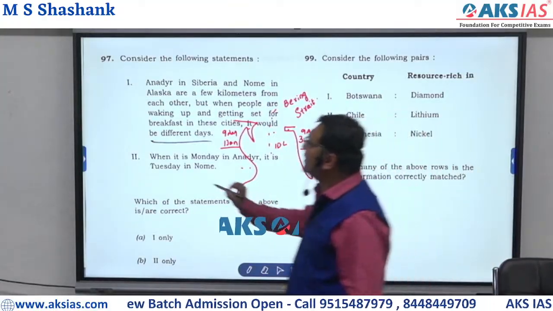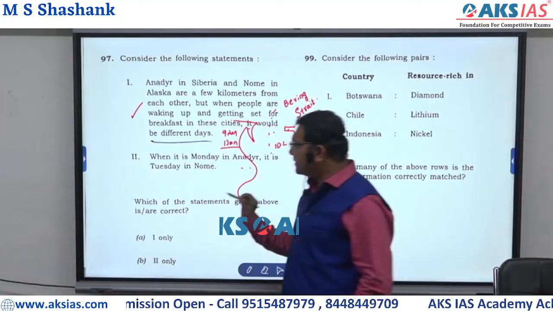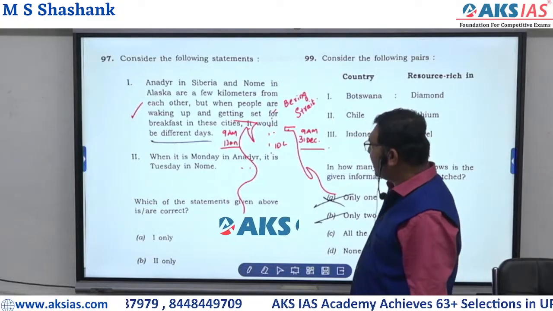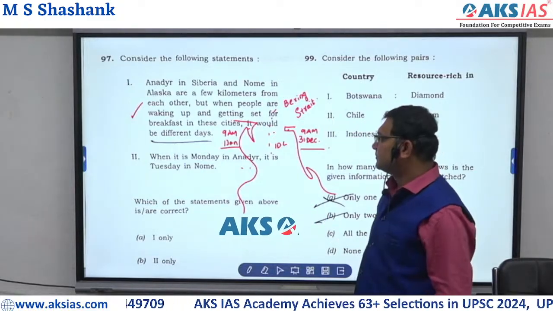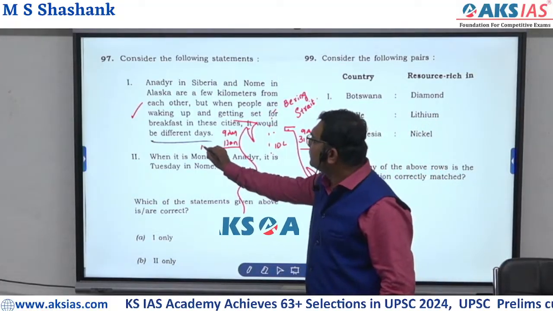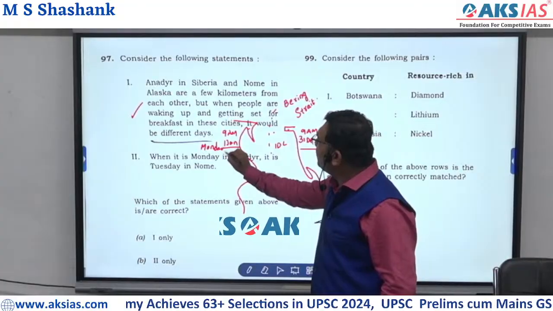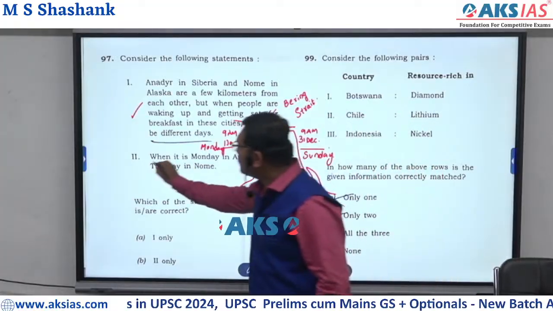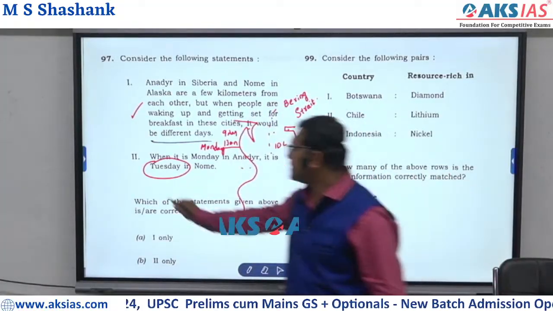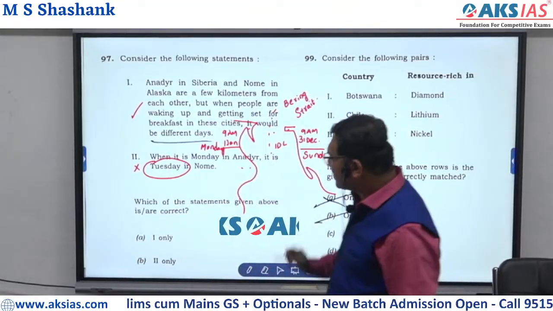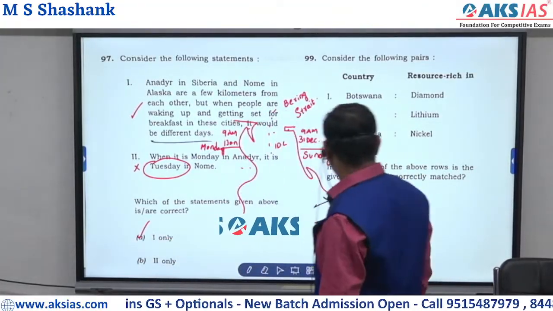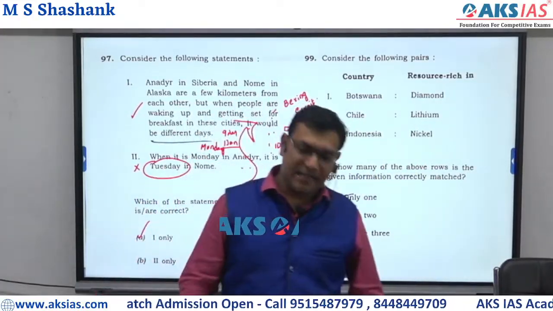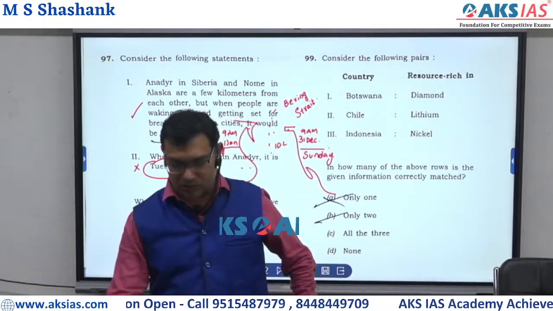So statement 1 is the right statement. Let us see the second statement. When it is Monday in Siberia, it is Tuesday in Nome, that is in Alaska. If it is Monday here, it should be Sunday in Alaska. But it has given Tuesday. So it is wrong. The second one is wrong. So which one is the right answer? Only one is a right answer. Right, clear? So this is about your geography questions. Let us discuss next about the environment also. Thank you.